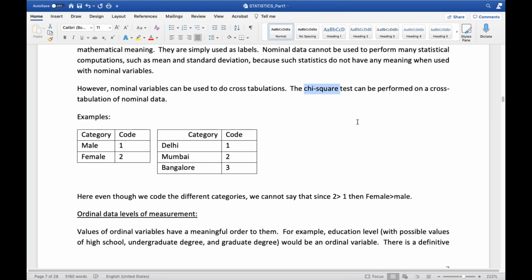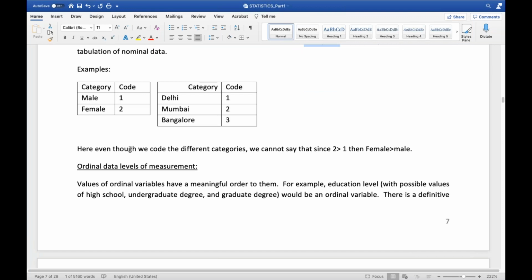So the chi-square test can be performed as a cross tabulation of nominal data. See, however we quote different categories, right? We cannot say that since 2 is more than 1, there is a meaning at all. For gender, there is no meaning in saying male is greater than female. There is nothing like that, so we can't do that kind of thing.